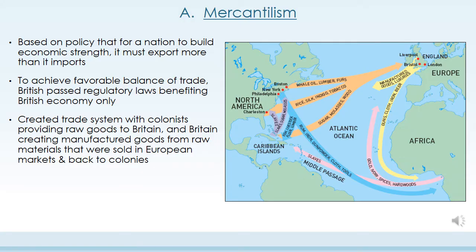They created a trade system in which the colonist would provide the raw materials or goods to Britain, and Britain would then take those raw goods and create manufactured goods from them, and then they would sell those in the European markets and back to the colonies as well as to people in Africa and to South America. And so in passing their regulatory laws, they were able to ensure that the colonists traded only with England.